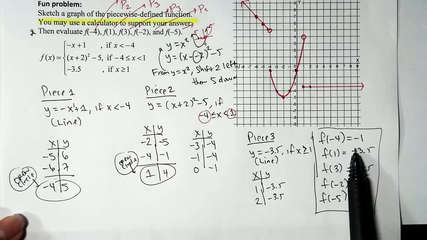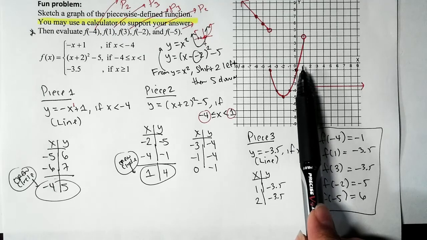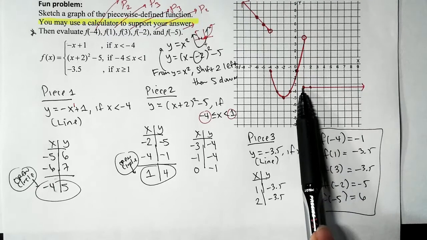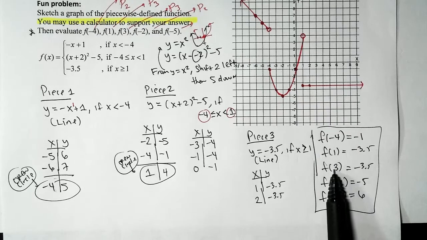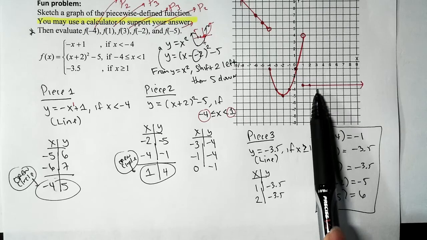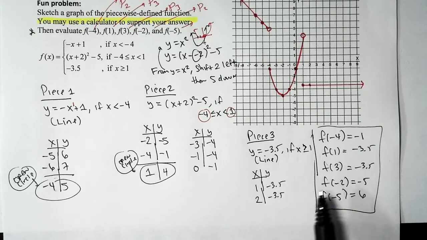Oh, look at that. I'm crying. Tears of happiness. f of 1. When the input is 1, the output is not this fake point. The output is -3.5. Fantastic. f of 3. When the input is 3, the output, or the function value, is -3.5. Oh, crying. We're almost done.